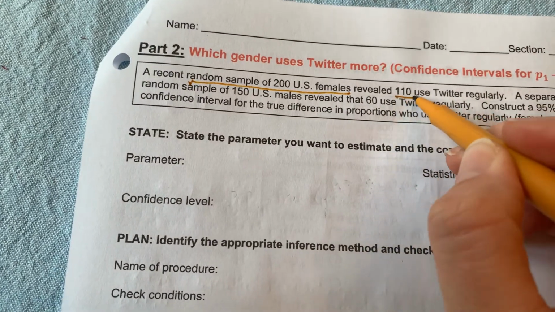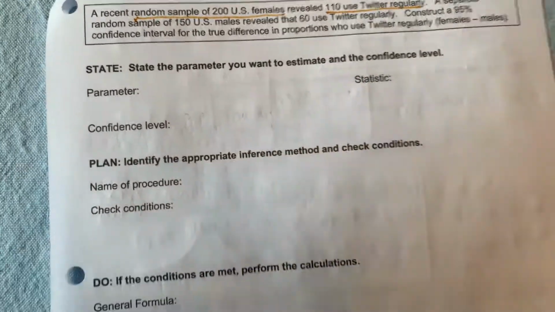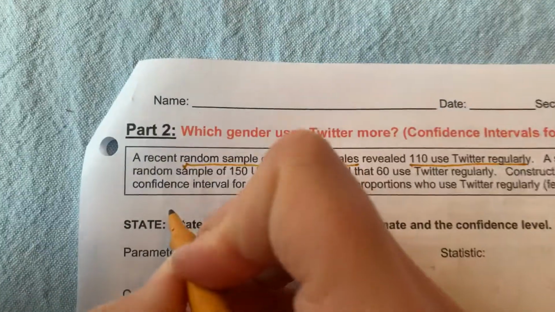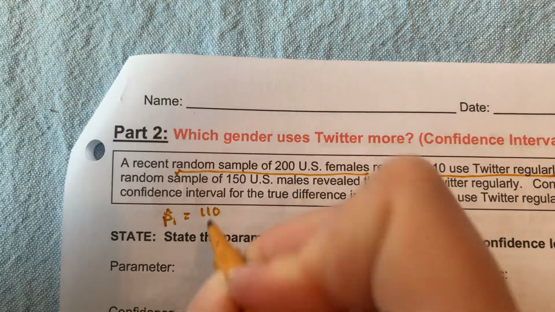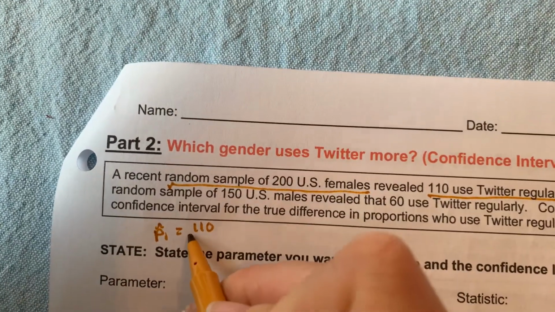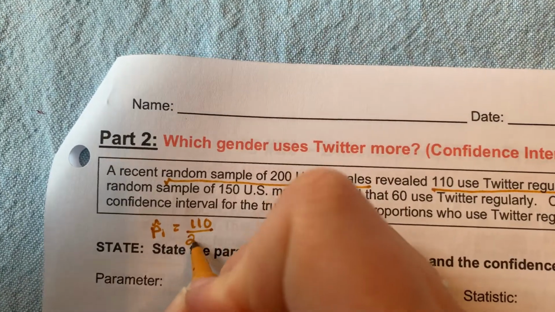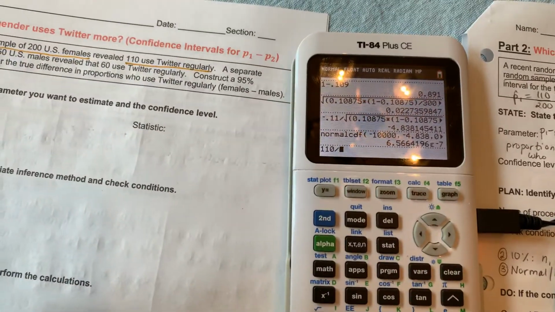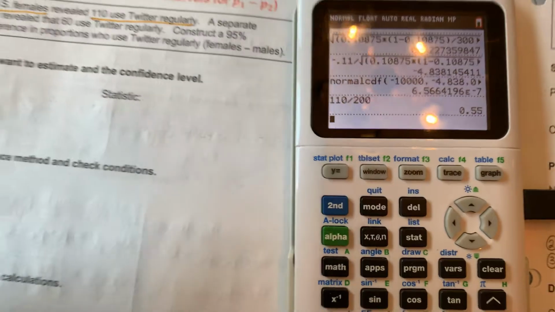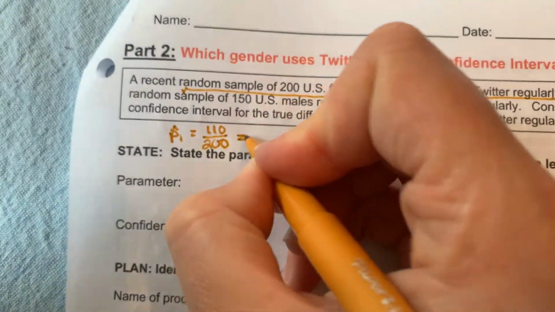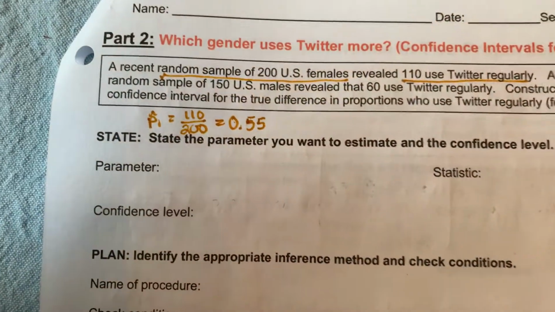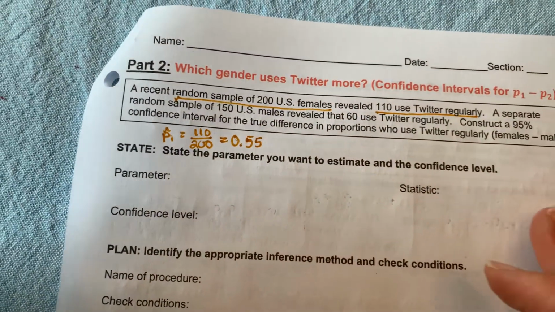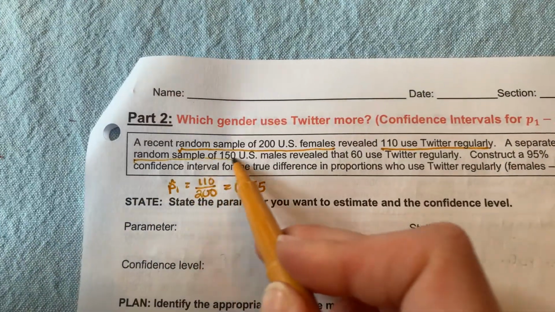And I know how to calculate P1 hat. So P1 hat is going to be the 110 of the females who use Twitter regularly divided by the total number of females, 200. So what's 110 divided by 200? I get 0.55.